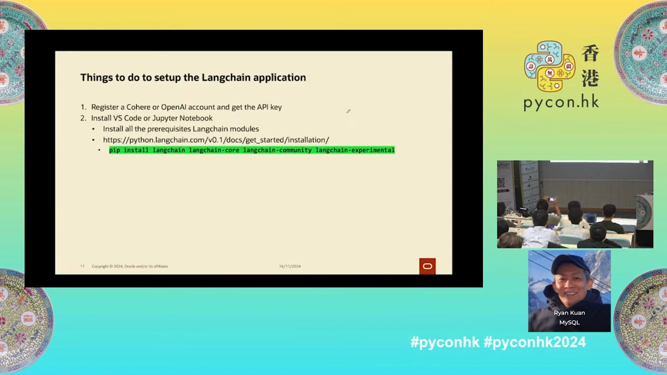First things first, you're going to need an API key to the LLM. I've tested on Cohere, but I had a little bit of a problem using OpenAI. I'm not so sure why, and I don't have time to troubleshoot, but using Cohere is quite straightforward. In terms of tooling, I'm using VS Code, but you could use any other editor you want. Jupyter Notebook is also a good choice. If you are using Python, you need to install these components: LangChain, LangChain core, community, and you can do away with experimental because it's not mature, but if you want to play with it, it's good.